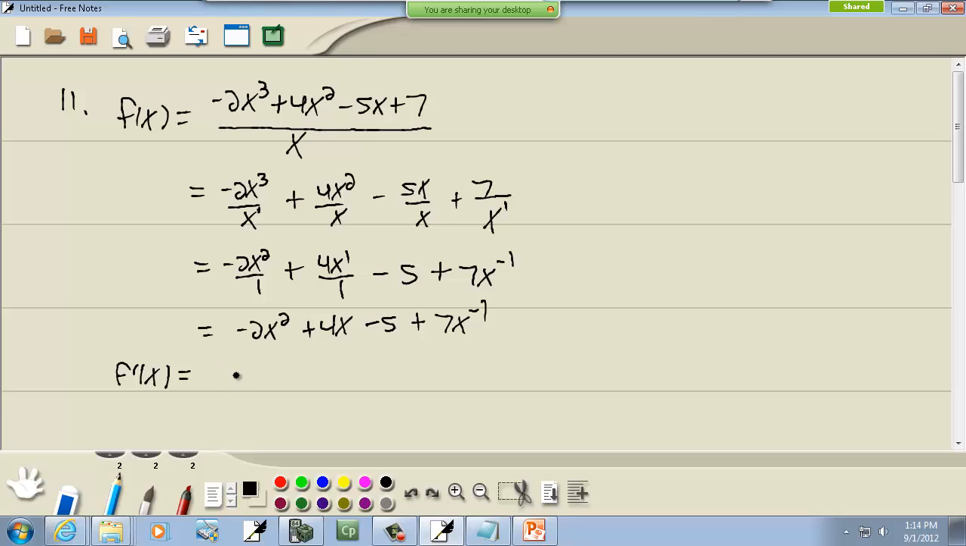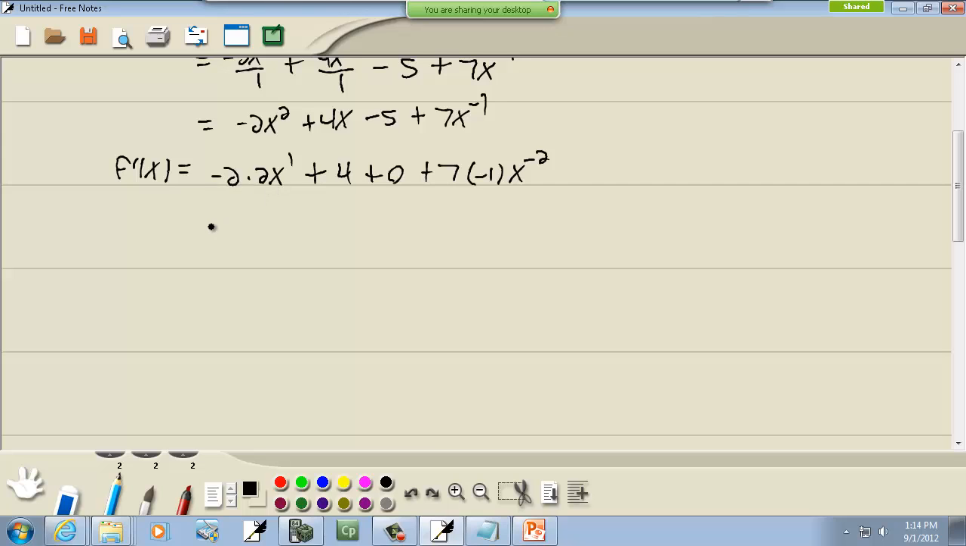Now let's find our derivative. Okay, number out in front stays out in front. Take your power, put it out in front, lower it by 1. Derivative of 4x is 4. Derivative of negative 5 is 0. On this last one, leave the number out in front. Take your power, put it out in front, lower it by 1.